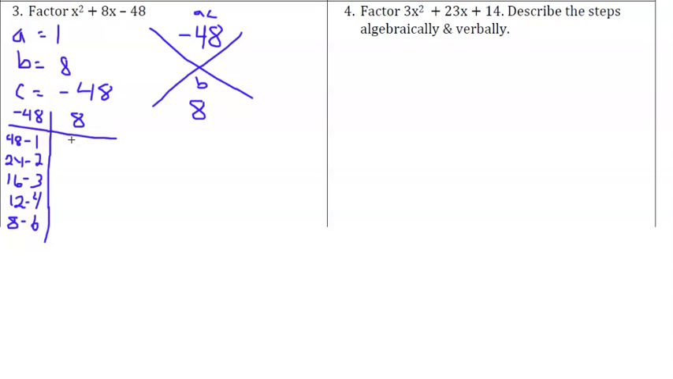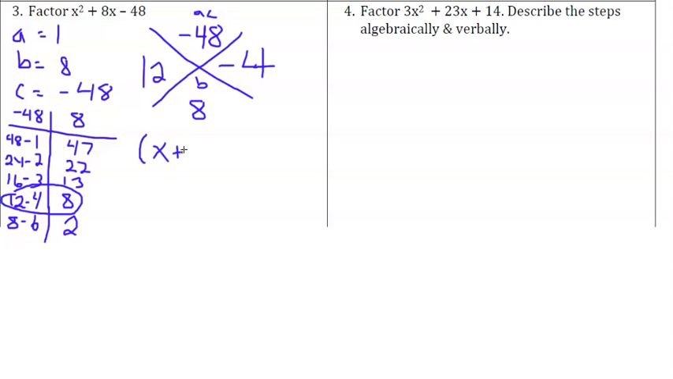Find our sums. We have 47, that doesn't work. We have 22, that's not 8 either. 13, 8, looks like this one works, but let's find the last one just in case. 2. So it looks like our factors that we want to use are 12 and negative 4. And we could check that. 12 times negative 4 is negative 48. 12 minus 4 is 8. So that works. From there we'll write out our factors.